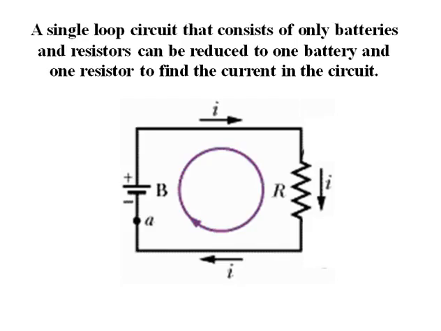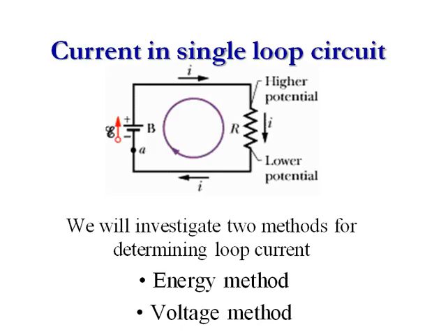A single loop circuit consisting of only batteries and resistors can be reduced to just one battery and one resistor. And we could use that to find the current in the loop. Or we could use other techniques. We'll look at an energy method and Kirchhoff's voltage law to find the current in a single loop circuit. So these are the other two methods we'll investigate, the energy method and the voltage method.